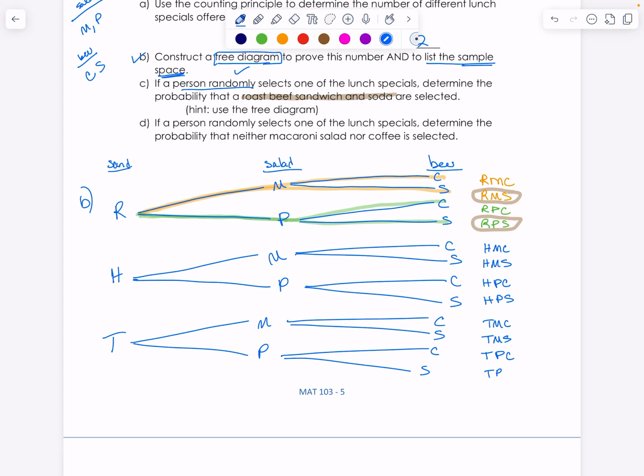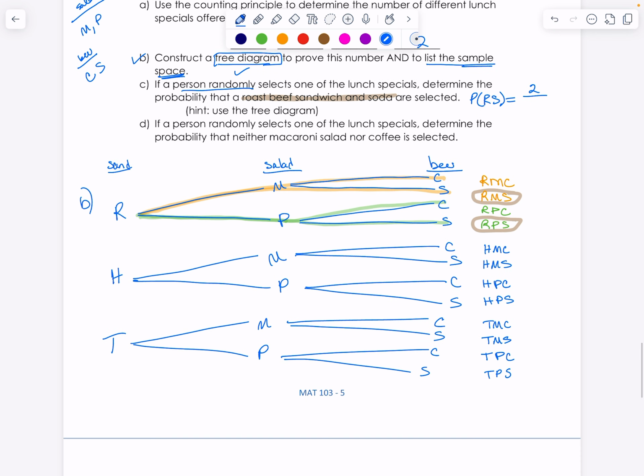So the probability of a roast beef and soda is 2. I just had 2 of those out of how many total did we say? We had 12. So that would be 1/6 is my probability.